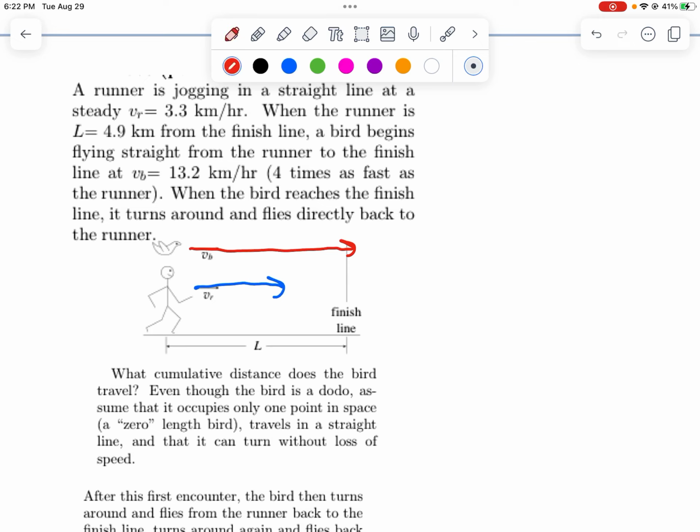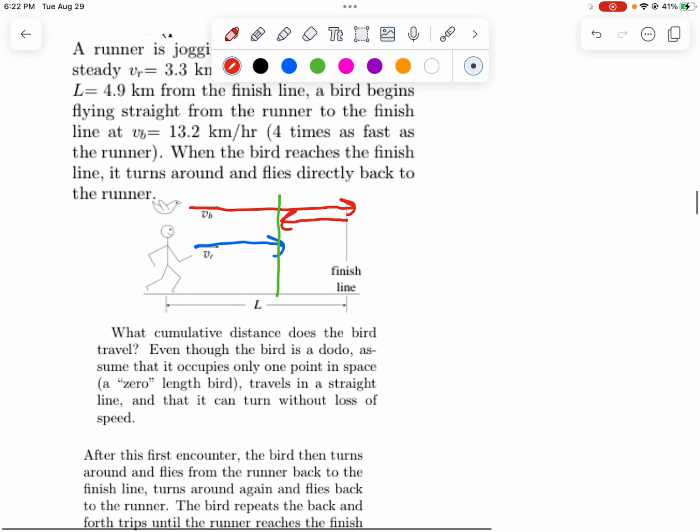And then once the bird reaches the finish line, because the bird is going to go faster than the person, the bird turns around. And then at some point, like right here, they intersect. And then our goal is to find the distance that the bird travels, like to the finish line and then back to the person. So we need to find like this distance and that distance. So how far did the bird go before reaching the person?